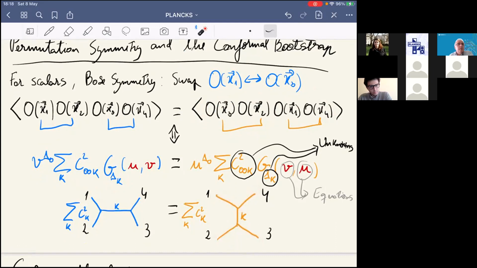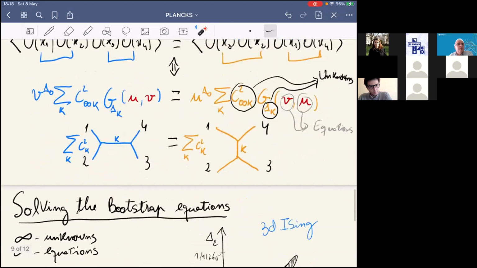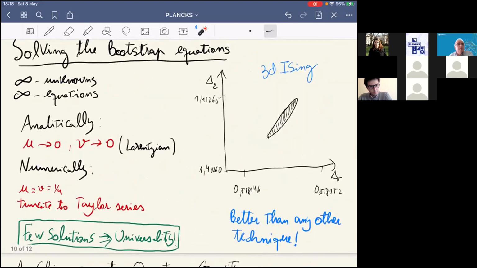And this equation is highly non-trivial because there are in principle an infinite number of local fields whose dimensions I don't know, and I also don't know their coefficients. But there is also an infinite number of equations because this is true for any location of the 4 points. So this is an infinite number of unknowns and an infinite number of equations. And we might wonder if there are solutions to this. And it turns out that there are, and that they're very physically interesting.